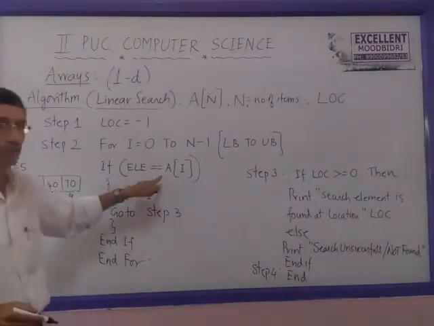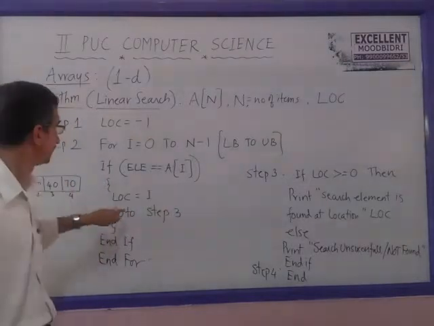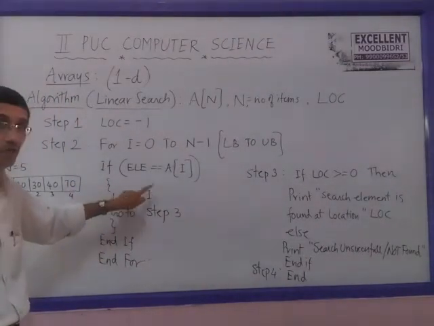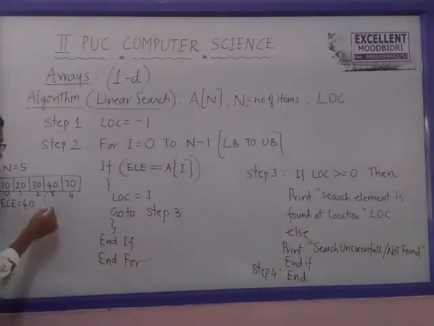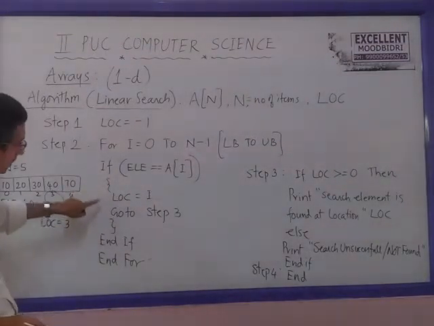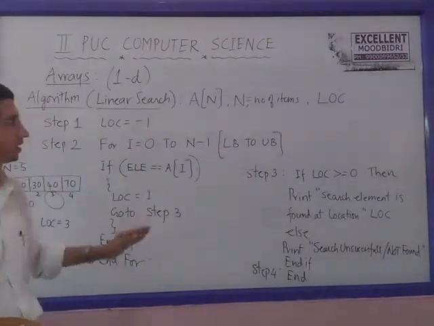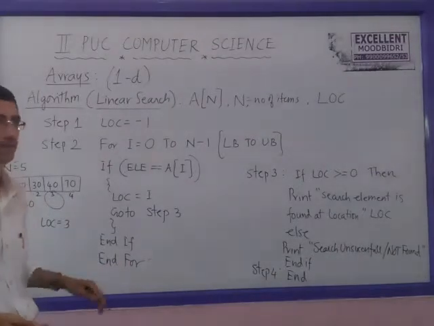Now we find the match here. 40 is equal to 40. It is true. So then here execute this. Location becomes I. How much is I? 3. The value of this index. Right? So location becomes equal to 3. And here we go to the step 3, the next step. Because search has to be stopping there. We don't need to search further.